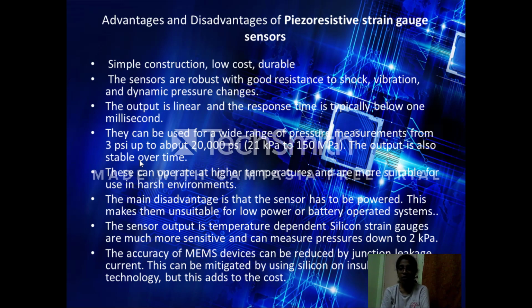The accuracy of a MEMS device can be reduced by junction leakage current. These are all the main points we have to consider, and I have inserted all the other points. If you want, you can have a look at them.